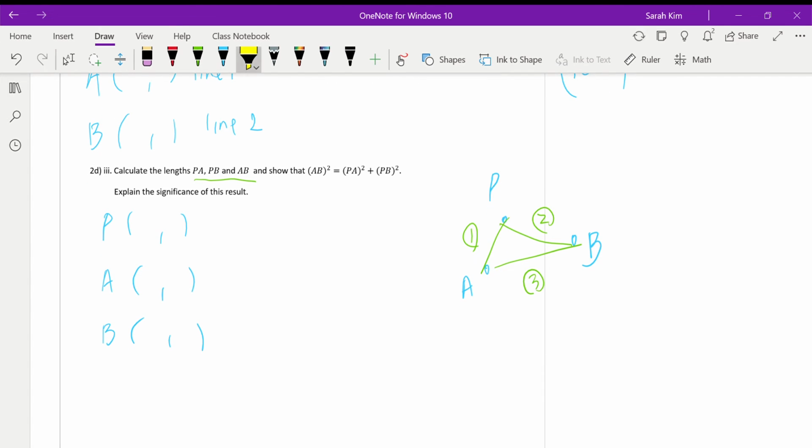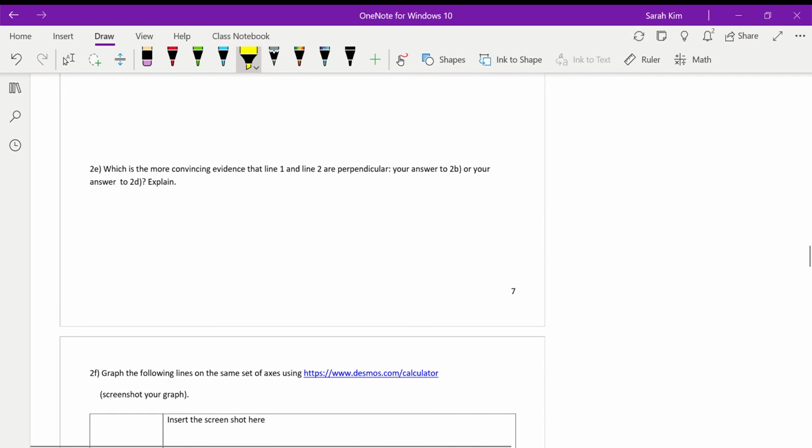Now, once you're done with finding these 3 distances, you need to show me this holds. You need to basically do that equation and go tick. And what you have to do after is explain the significance of the result. Okay? Now, after you've done that, you need to figure out which is more convincing evidence that line 1 and line 2 are perpendicular. So you've got to compare 2B and 2D.